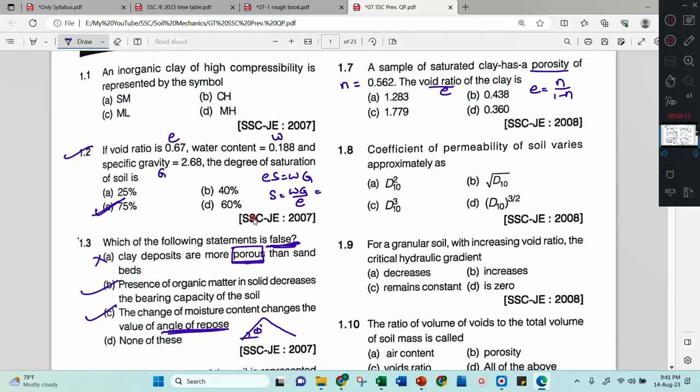Option A, sir. Option A is the correct answer. 1.27. 27 or 28, it's okay. Then this we can skip.